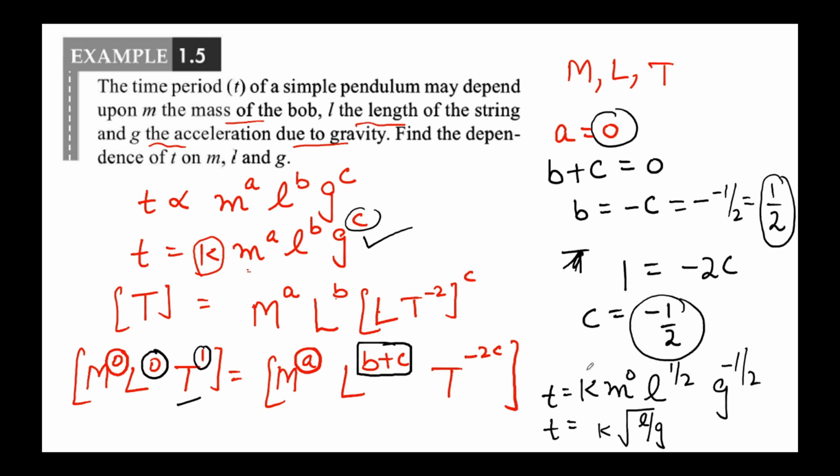It is independent of the mass of the bob, because there is no mass term in this relation. The time period is dependent upon the length of the string: it is directly proportional to under root of L, and inversely proportional to under root of g. So this is how you can derive any physical relation using dimensional analysis and the principle of homogeneity. I hope you have understood this method.